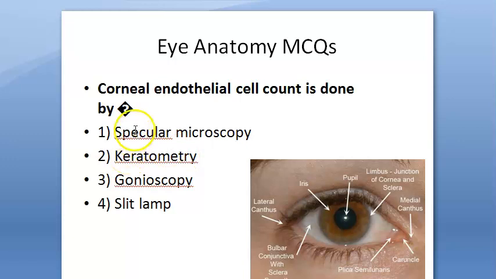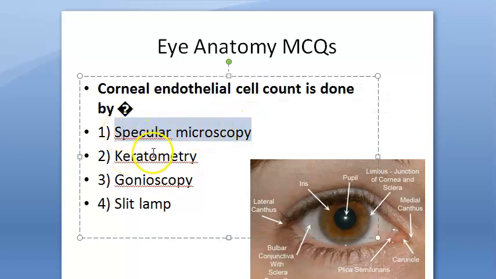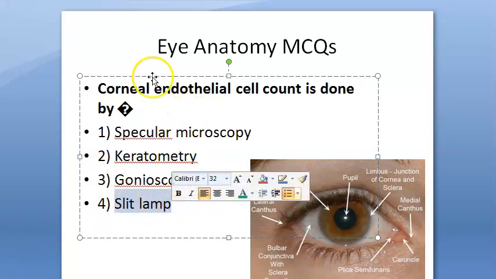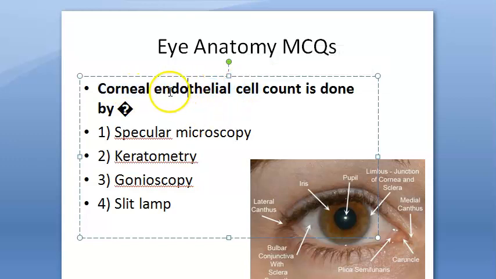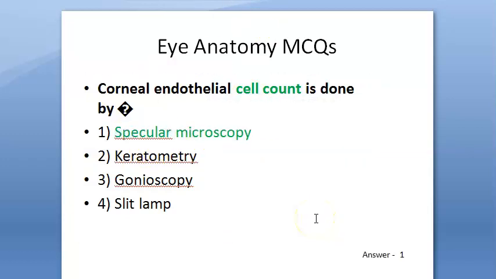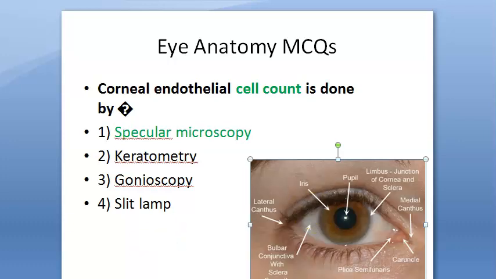Look at the options here. Specular microscopy, you need a microscope. Keratometry, no, that is for checking the curvature of the cornea. Gonioscopy is to check the angle of the anterior chamber. Slit lamp examination is something else, right? You can examine the fundus with slit lamp. So for corneal endothelial cell count, kind of a giveaway, you need a microscope. So they are saying it is specular microscopy. Let us look at the answer here. Yes, answer is 1, specular microscopy.